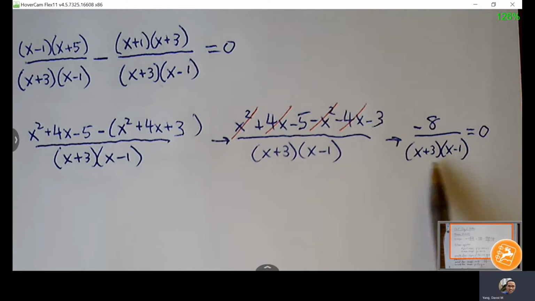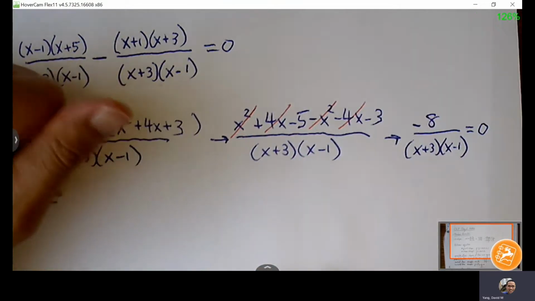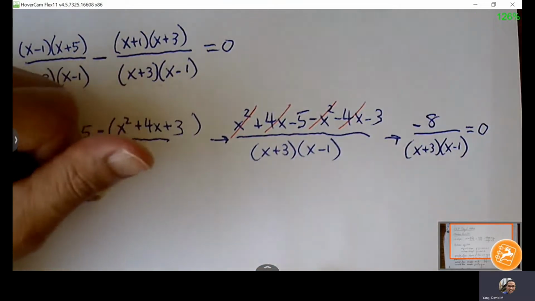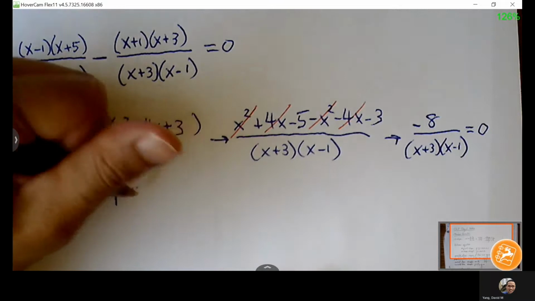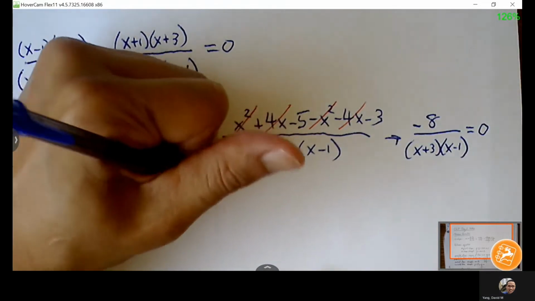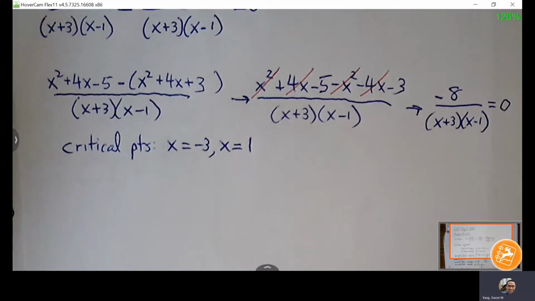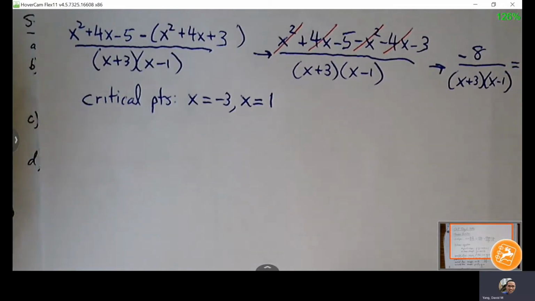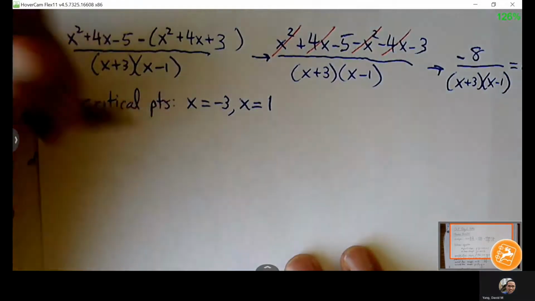We set the denominator equal to 0. (x + 3)(x - 1) equals 0. That makes sense. We can solve for x. So we have critical points. Okay, so critical values here, critical points. We're going to place them onto our number line here.